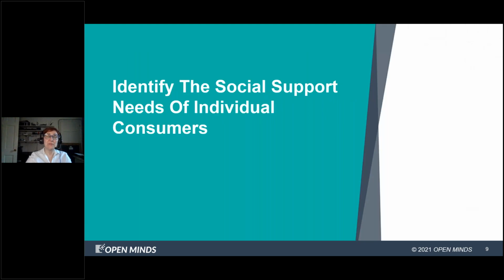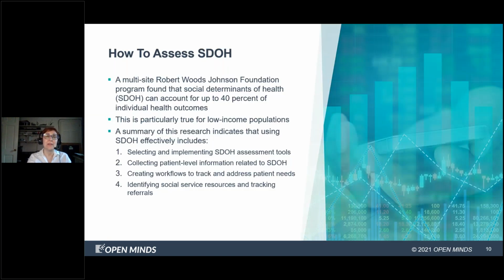So step one, as we discussed in our overview, is identifying the social support needs of an individual. Again, lots of things people can use in order to do this. There was a multi-site Robert Wood Johnson Foundation program that found that social determinants of health can account for up to 40% of an individual's health outcomes.